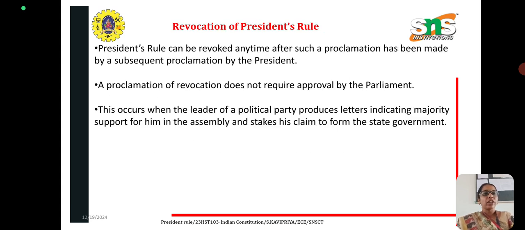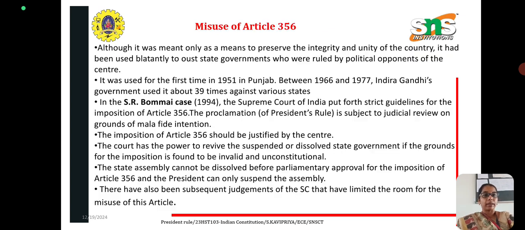When can the revocation of a president rule happen? President rule can be revoked any time after such proclamation has been made, by a subsequent proclamation by the president. A proclamation of revocation does not require approval by the parliament. This occurs when the leader of a political party produces a letter indicating majority support for him in the assembly and stakes his claim to form the state government.